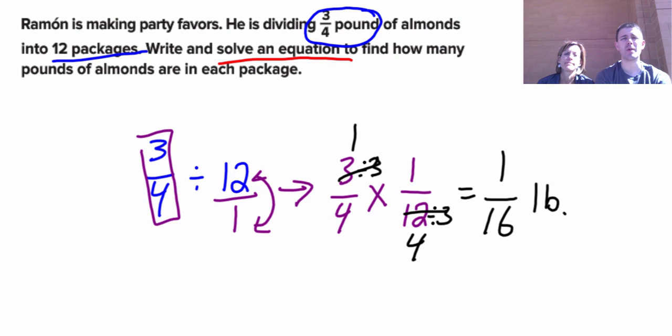Now, that's a very small amount, but think about it. You only had 3/4 of a pound, so you have less than 1 whole pound, and you chopped it up into 12 little bitty pieces. So it makes sense that each piece is going to be rather small in this case, because you're going to take a small amount and break it up into even smaller little pieces. Okay, be ready to practice.